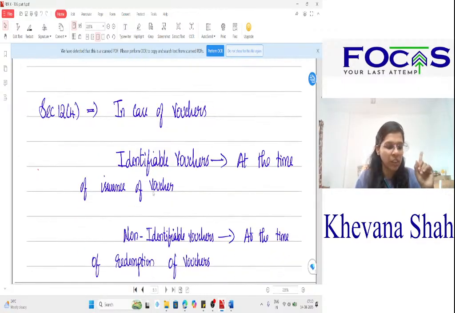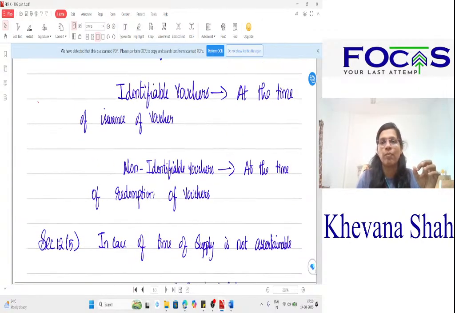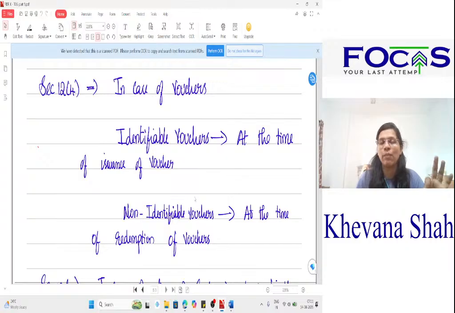Now, section 12.4 says that in case of vouchers, maybe gift vouchers, or vouchers you are getting for future purchase, our provision says that if they are identifiable vouchers, that is, when I am issuing the voucher I can identify the supply clearly, then the time of supply will be the time of issuance of voucher.